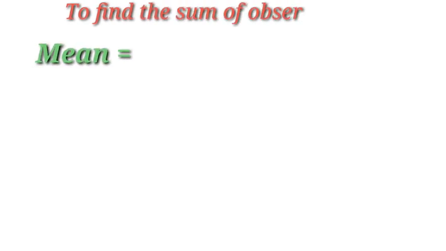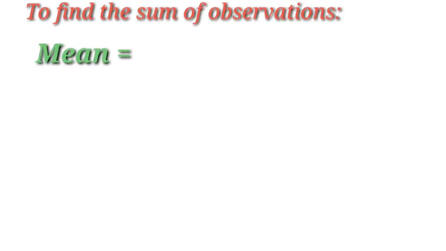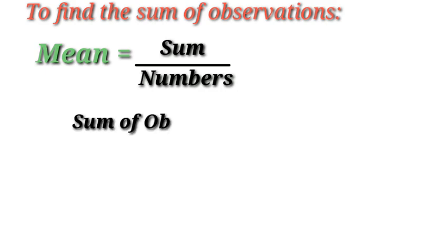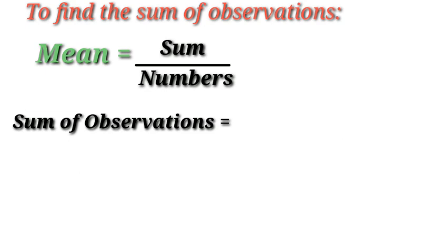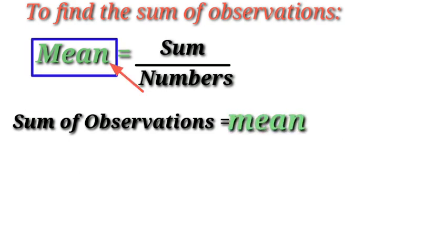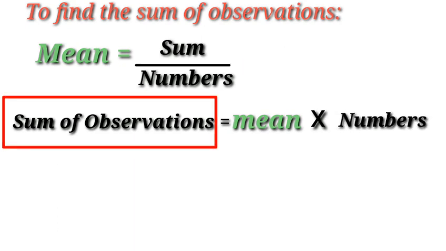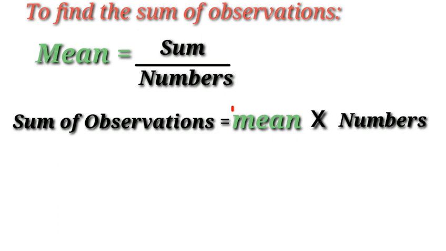Now let's learn to find the sum of observations. Children, as you have learned, mean equals sum of observations upon number of observations. In short, sum upon number. So if we cross multiply, we get the sum of observations. Sum of observations equals mean into number of observations. So what is the sum of observations? Product of mean and number of observations.